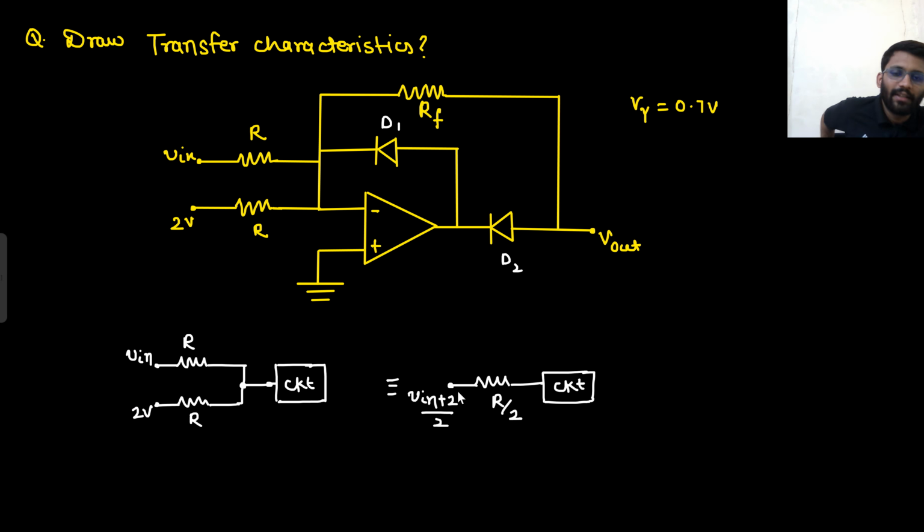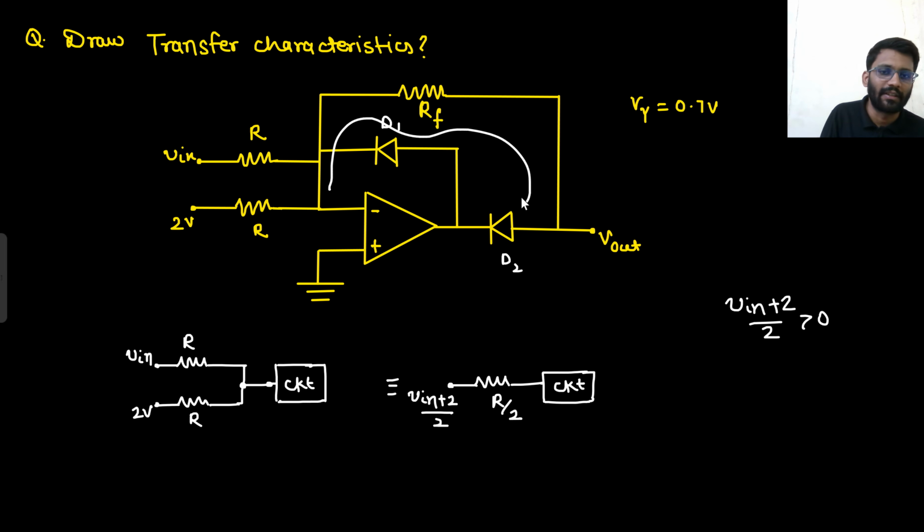Then you will get to know that if V in by 2 plus 2 is greater than 0, if this node is greater than 0, then what will happen? This output will be minus V set. Then this diode will be turning on. If this diode is turning on, that means this feedback will be present. If this feedback is present, then what will be your output? This V naught will be coming here.